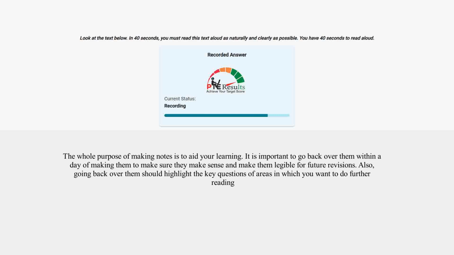The whole purpose of making notes is to aid your learning. It is important to go back over them within a day of making them to make sure they make sense and make them legible for future revisions. Also, going back over them should highlight the key questions or areas in which you want to do further reading.